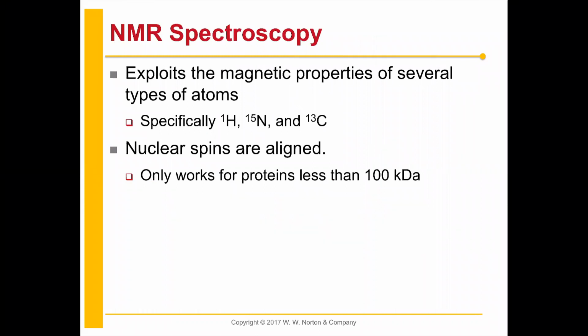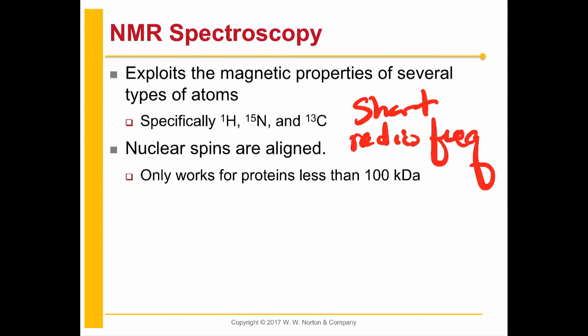So when we look at NMR on the other hand, this is going to look specifically at a couple of different atoms and isotopes of those atoms. So hydrogen 1, nitrogen 15, and carbon 13. These all have specific magnetic properties. And so you can give short radio frequency pulses, and those pulses will actually perturb the nuclear spin of these three atoms. And you can actually monitor the return to ground state.